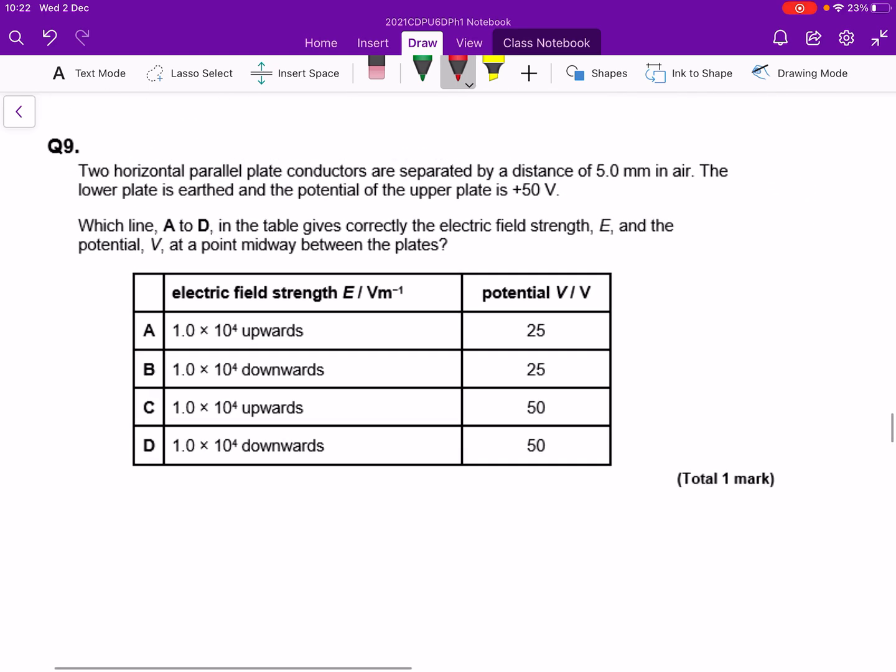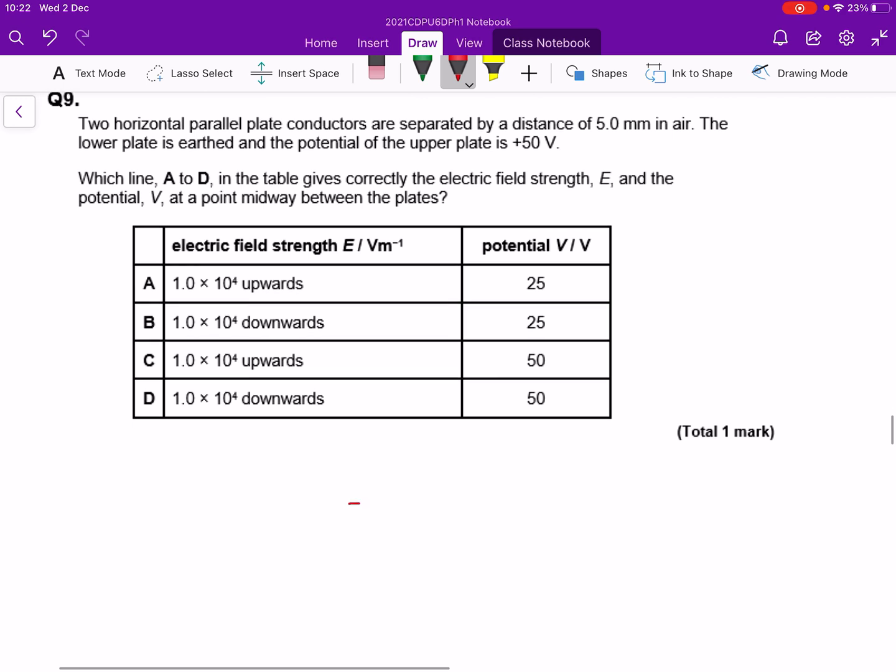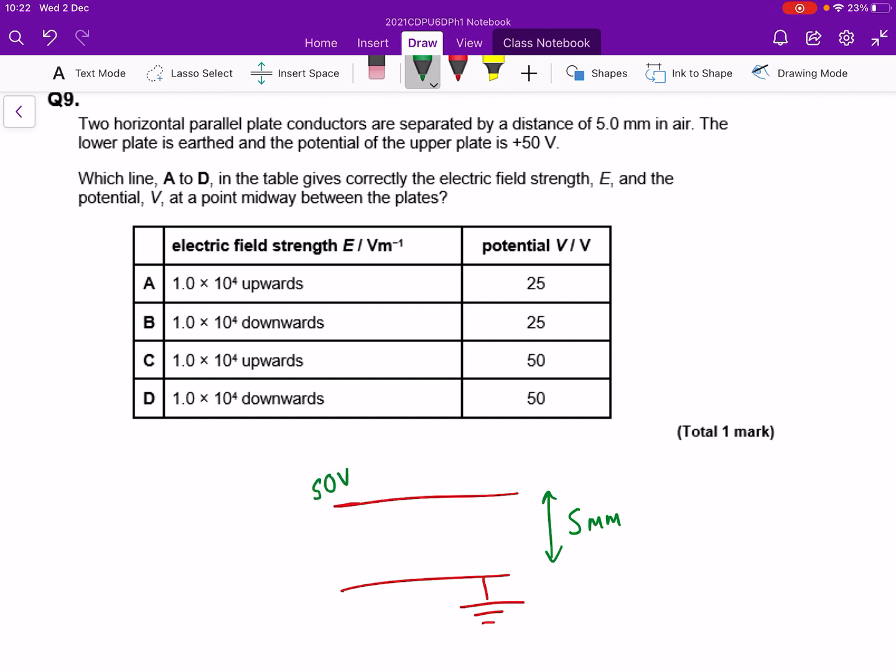Question 9. Two horizontal parallel plate conductors. I have to draw a picture. I love drawing pictures in physics. So these are separated by 5 millimeters here. Lower plate is earthed. Okay, cool. So draw a little earth symbol. That's earthed. The potential of the upper plate is 50 volts. So this is 50 volts up here. Which line gives the electric field strength E and the potential at the midpoint?